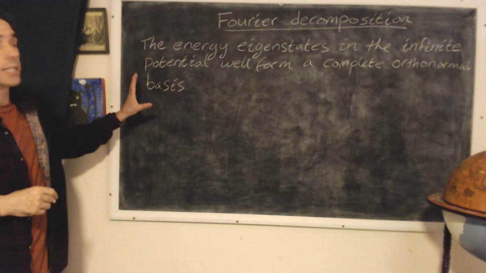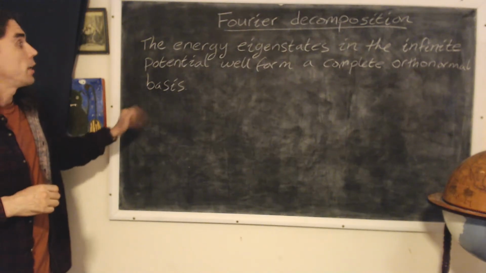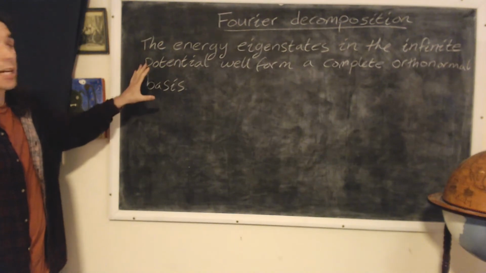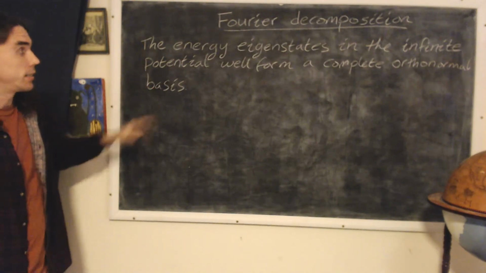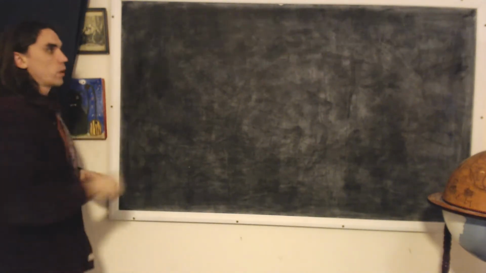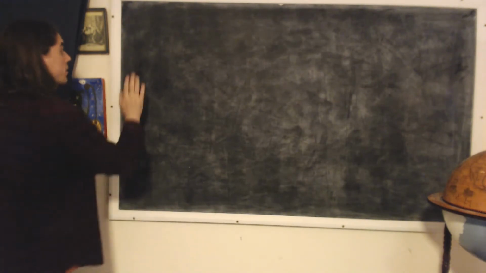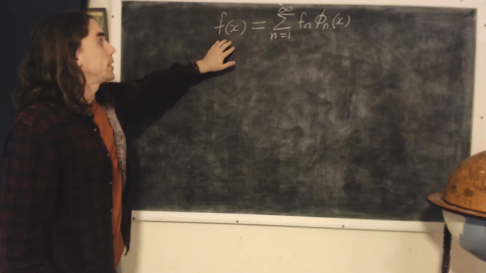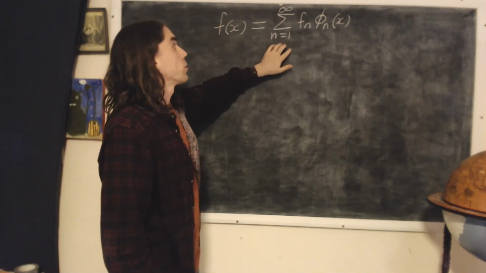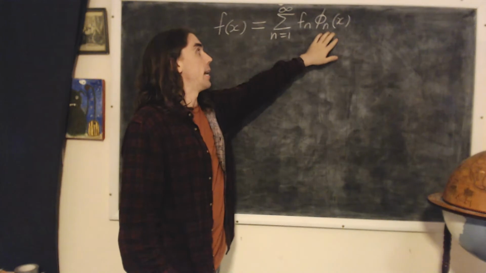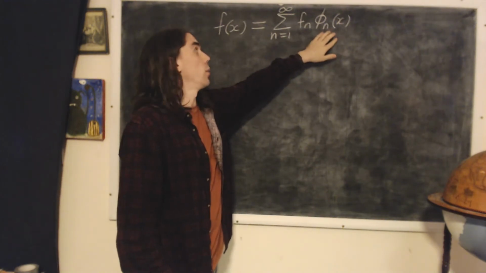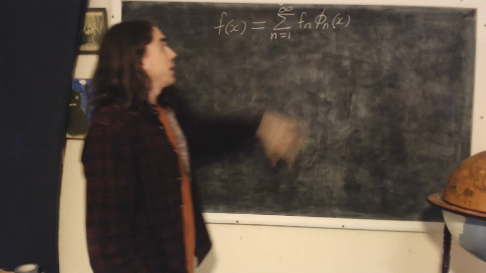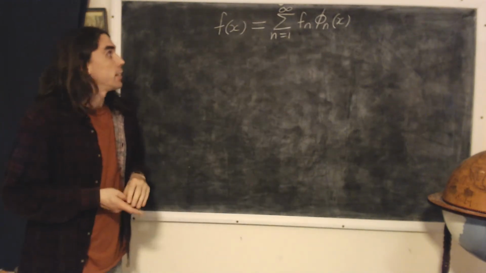What we mean by this is that any arbitrary function of position within the well can be written as a sum of different energy eigenstates. Okay, so mathematically what we're saying is this. That is, an arbitrary function f of x can be written as a sum from n equals 1 to infinity of phi n of x, our energy eigenstates of the infinite potential well, multiplied by potentially complex coefficients f_n. It's a form of Fourier analysis.